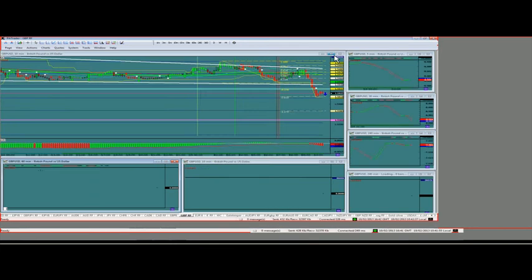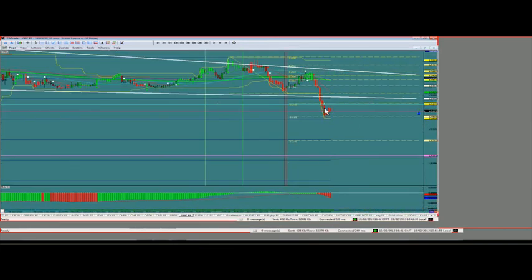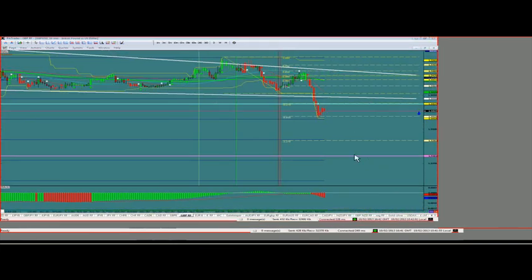Alright, British Pound. Many of us are in this trade and we're looking to finish off to the downside. We're looking for a target of 53.61. It is, for most people, a break-even trade right here.